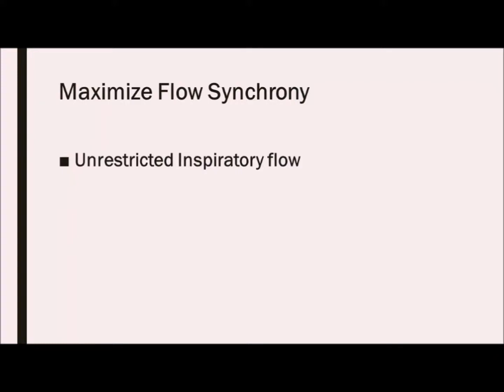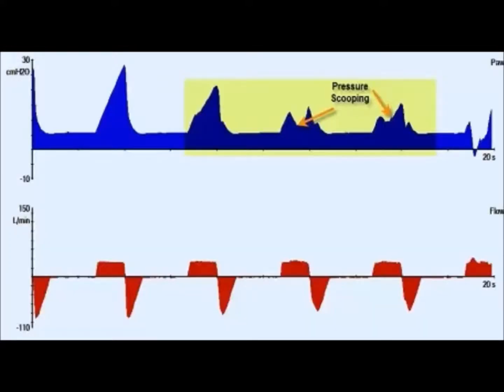Does your mode provide unrestricted inspiratory flow? The advantage of having unrestricted inspiratory flow is the reduction in flow asynchronies. Flow mismatch results when the patient's respiratory drive increases and the fixed set flow rate cannot provide enough assist to meet the patient's demand. This is a screenshot of flow mismatch, and it's easy to identify with the ventilator waveforms. We can look at this blue pressure waveform.